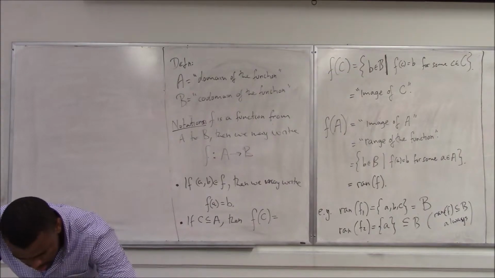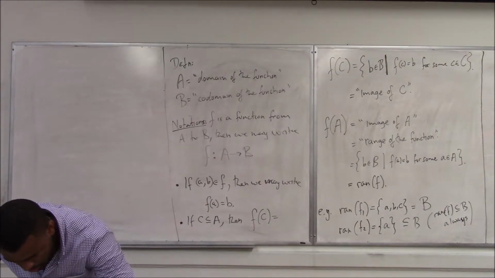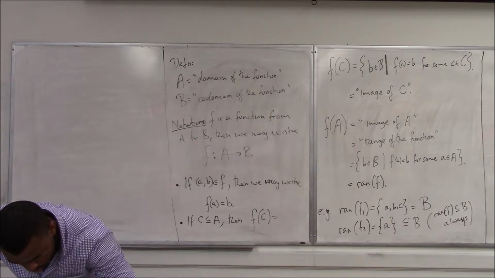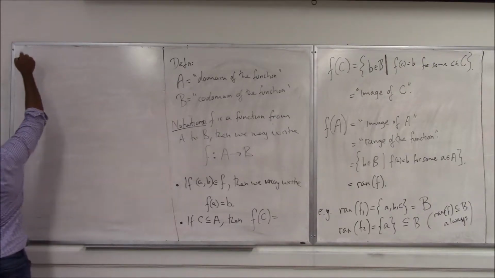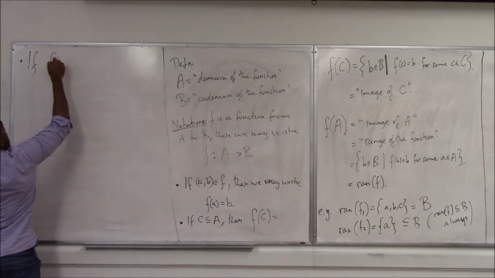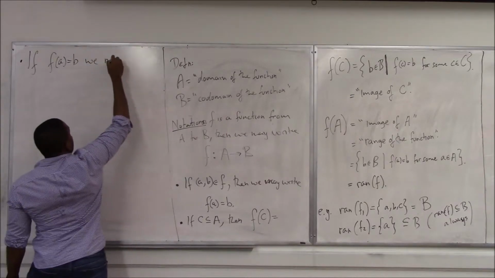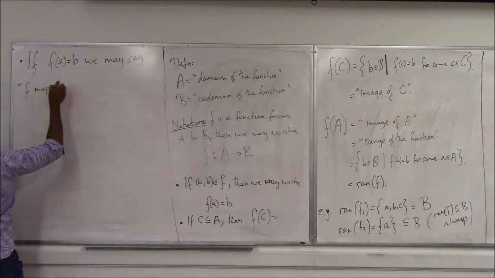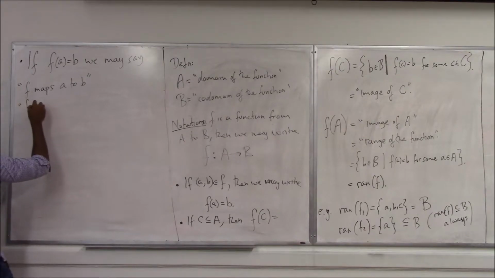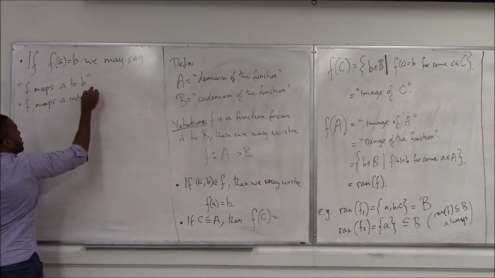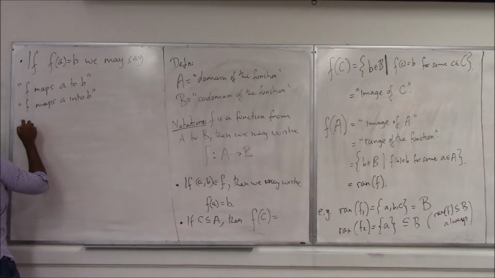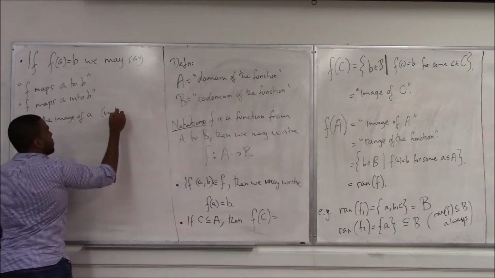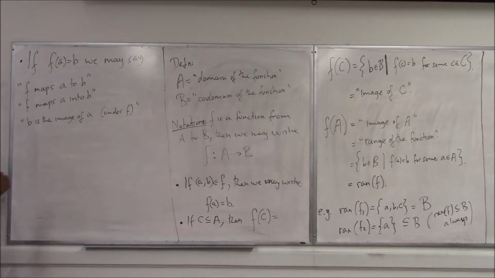Okay, introduce set notation. f is the name of the function. Another language thing here, just in case. If f of a equals b, we may say any of the following. f maps a to b. We could say f maps a into b. We can say b is the image of a under f. There's some language there just in case you see it in the book.